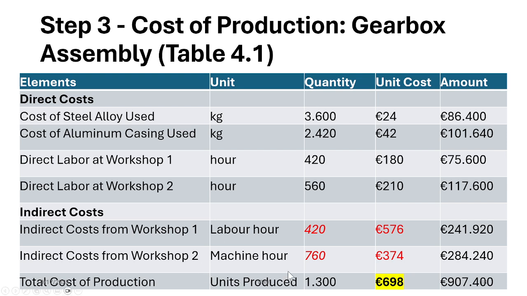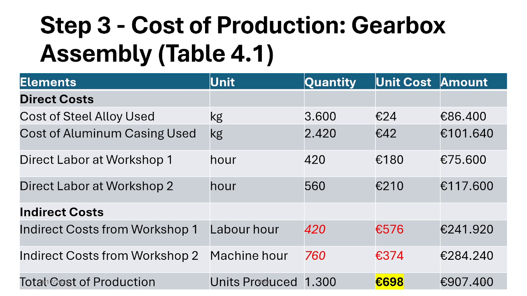So here you have to be very careful, because the indirect cost of workshop 1 should be the labor hours, 420, multiplied by the unit cost in table 1 that we calculated. For indirect cost from workshop 2, it should be the machine hours. It means 760 hours multiplied by the rate of 374.